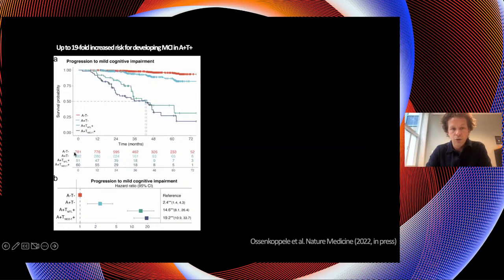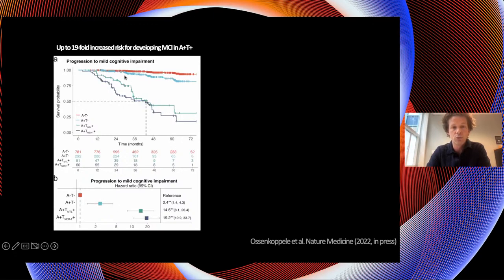So here you can see the results of the four different groups we have mentioned. On the y-axis, you can see the survival probability for progression to mild cognitive impairment. All the people started out as cognitively unimpaired in the study. And what we can see here is that when we look at the completely biomarker negative group, the slope is relatively flat over time. So there are not many individuals that progress to MCI in this group. It's slightly higher in people that are amyloid positive but tau negative. It's significantly different from the completely negative group, but this effect is modest.